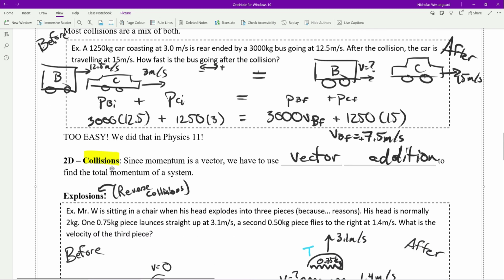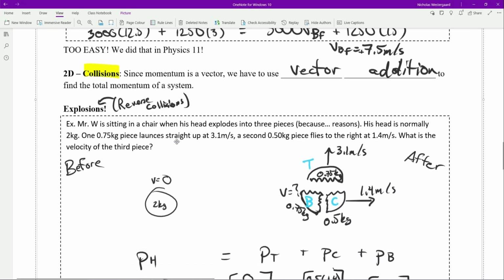So let's take a look at what's going on with 2D collisions. Momentum is a vector. We use regular vector addition to find the total momentum of a system. It just means do the same thing, but now we have to think about x components and y components. That's it. So here's an example. I'm sitting in a chair and my head explodes into 3 pieces, because that's how it feels right now. My head is normally 2 kilograms, and a 0.75 kilogram piece is going to launch straight upward.